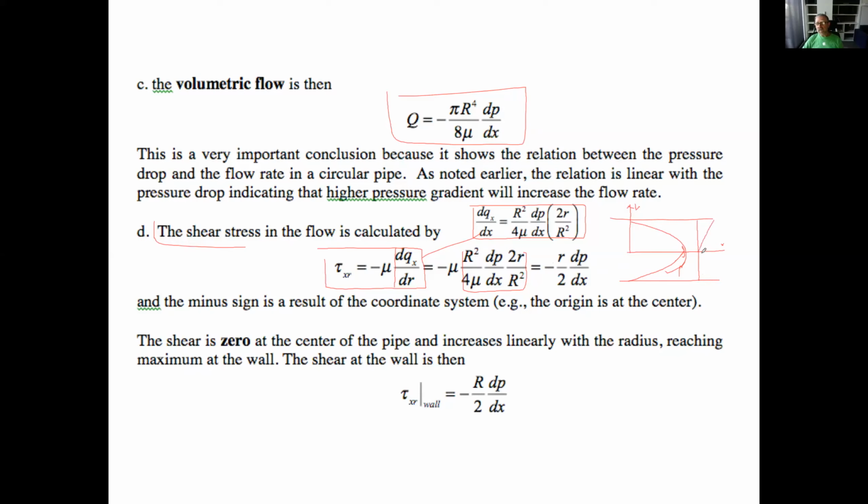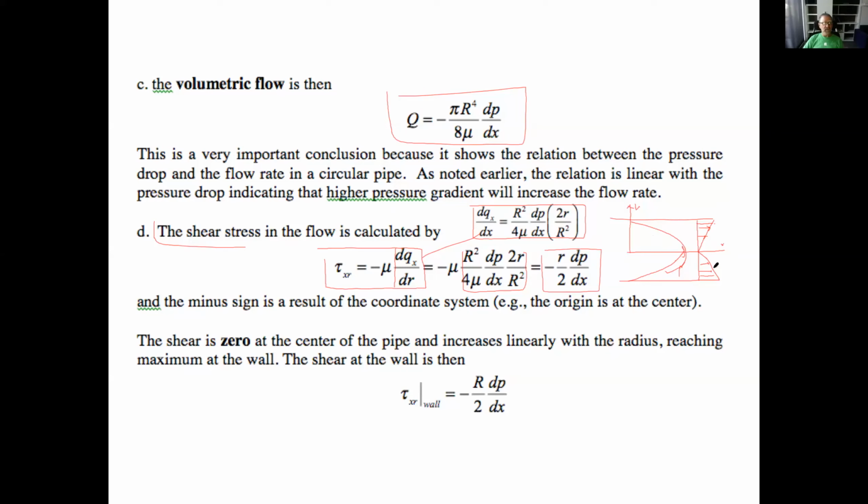So remember, I wasn't completely happy with the definition of shear in the previous case of parallel plates because there was no symmetry. But here it's completely symmetric, which is how it's supposed to be. And as we increase the radius, the shear increases. So it's 0 in the center, and it's a linear variation. It's a linear term, 0 at the center, growing toward the wall.